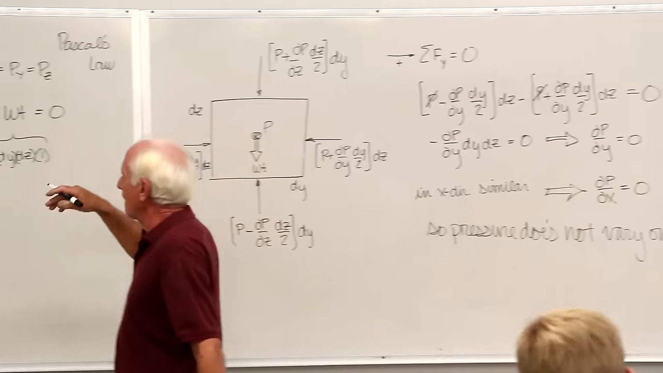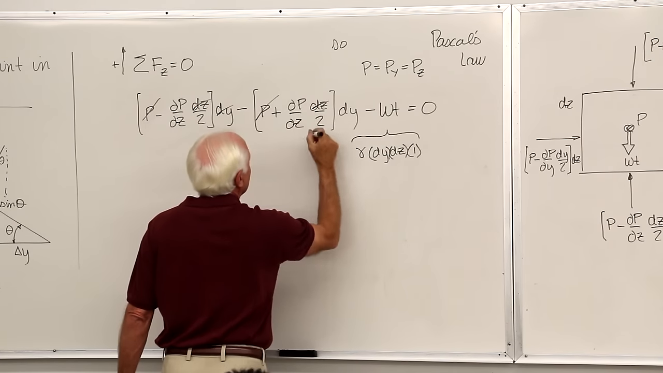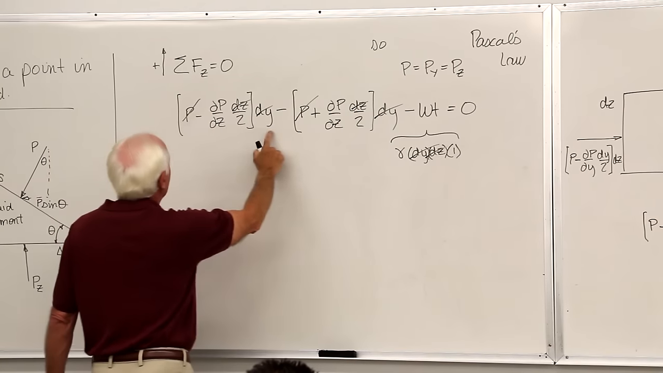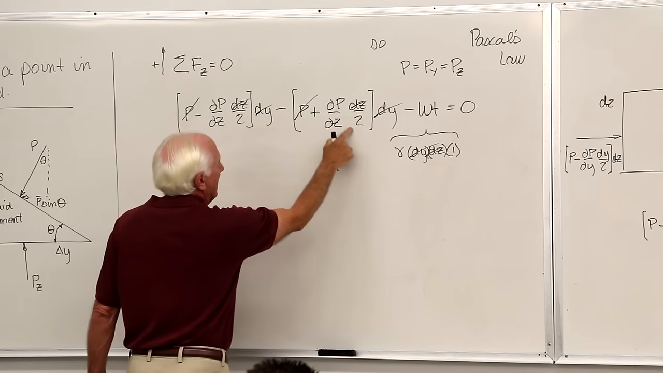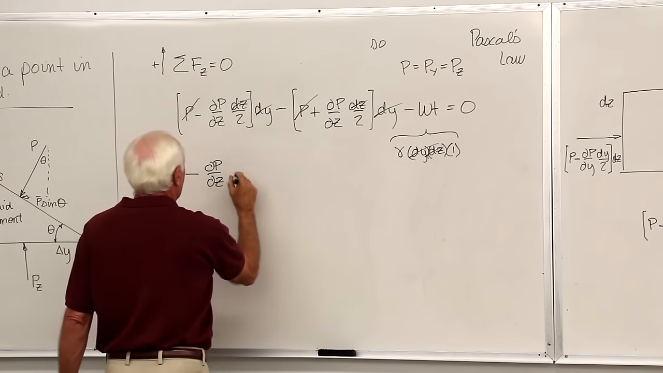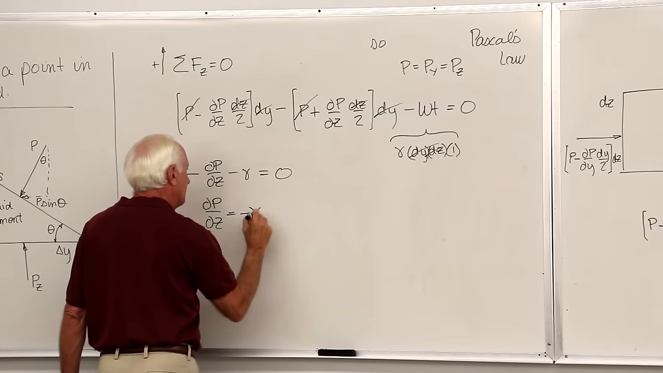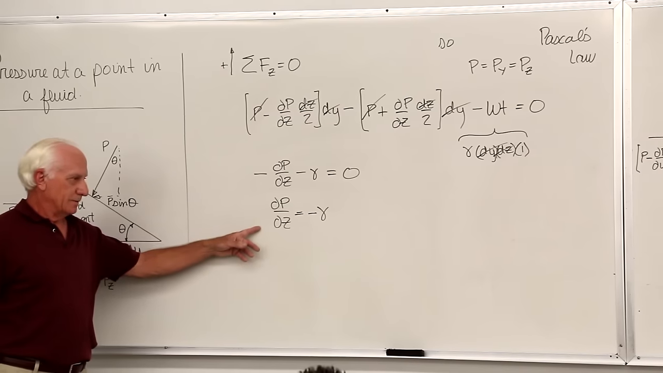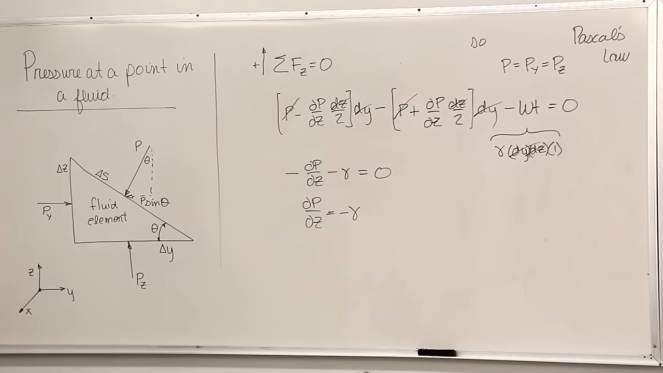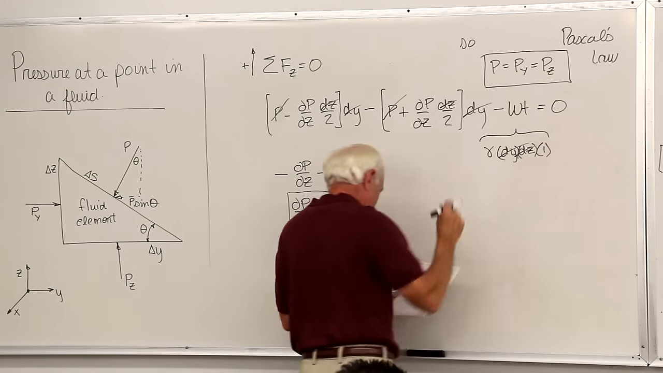Okay, start to get rid of things here. P minus P, gone. dy, dz, dy, dz, dy, dz, gone. Plus a half dP/dz, or minus a half dP/dz. Minus a half dP/dz. Minus dP/dz minus gamma equals 0. So dP/dz equals minus gamma. What does this mean? As z goes up, then gamma is negative, so it's negative dP/dz. Okay, box this in. I think that's all we need.